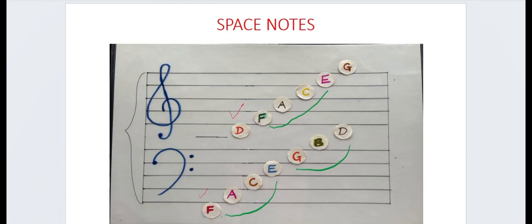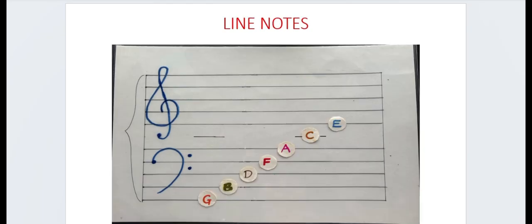That way, when you need to find a higher note in the treble, such as this space note, you don't need to go all the way from the lowest F until you reach this A. You can start on the D and then F, A. So remember the D and the F.